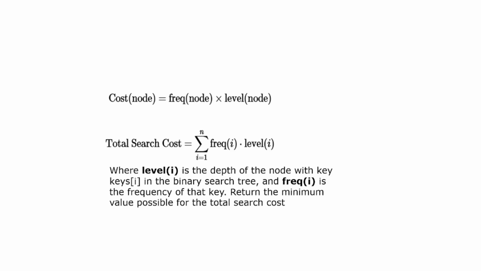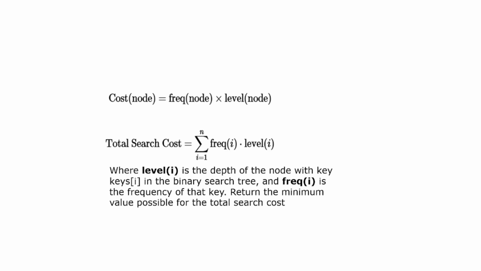Here we are going to implement the optimal binary search tree in the depth first search manner. The total search cost is the summation of i equal to 1 to n of frequency of i into level of i, where level of i is the depth of the node with the key i, and the frequency is the frequency of that key. It returns the minimum value possible for the total search cost.